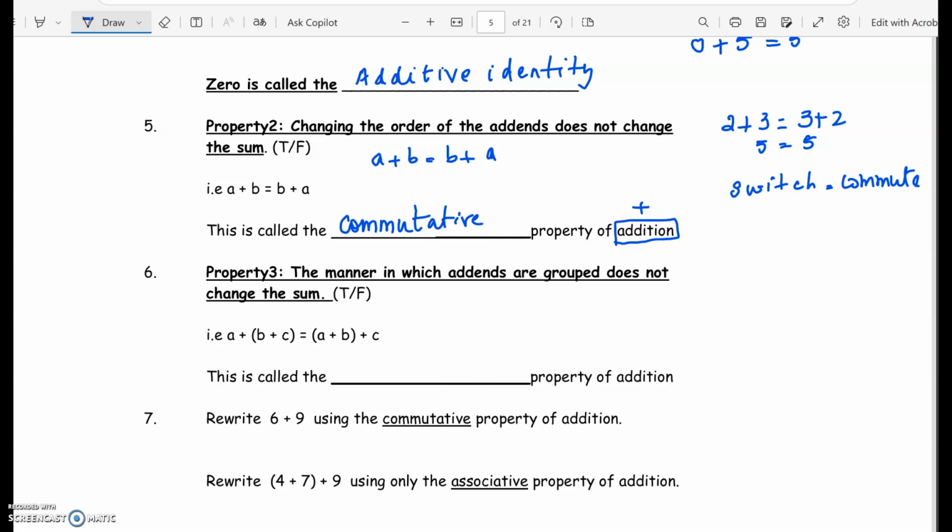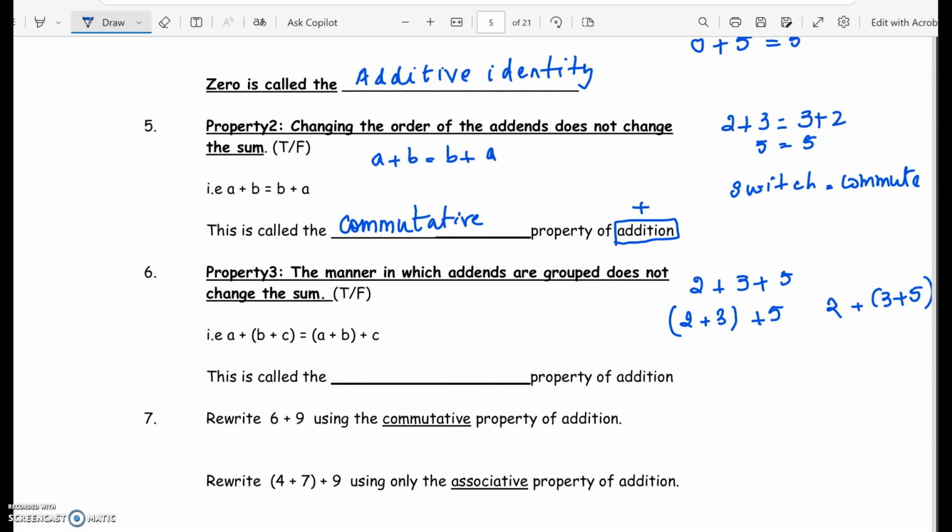Next, we have the associative property. So what do we mean by the associative property? Let's go 2 plus 3 plus 5. Now, if we want to add these three numbers, will it make any difference if I added 2 and 3 first and then added the 5, or added the 3 and 5 first and then added the 2 to the sum of 3 and 5? It really doesn't make a difference.